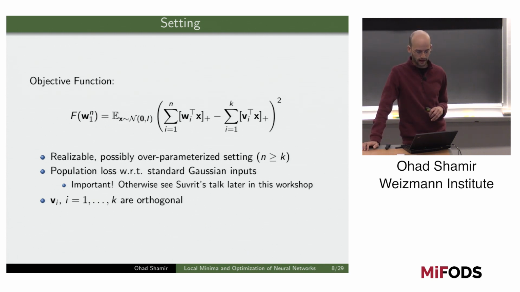I should also mention that I'm focusing here on population loss with respect to something like a Gaussian because on Wednesday we're going to hear Suvrit's talk. I don't know if Suvrit is here. Maybe not. Judging by the title, he will discuss how you can find spurious local minima usually on finite data sets. But if you talk about some population objective, especially with respect to a smooth loss, things are not that clear. And finally, I'm assuming that in the target network all the neurons are orthogonal, because it seems to make the problem as easy as possible.